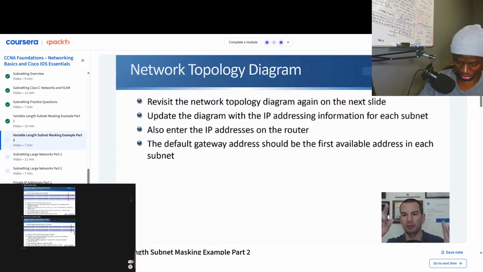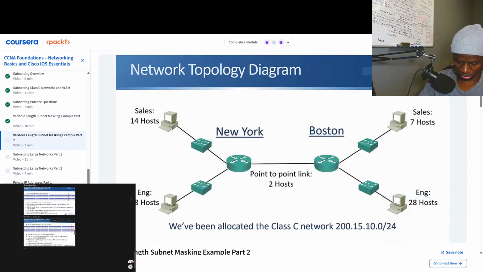So make it look, here, let me go on to the next slide. So make it look exactly like this with the routers and the switches, but rather than saying sales 14 hosts, I want you to say sales, and then I want you to tell me the subnet that is going to be in use here. So the subnet and the subnet mask in / notation.